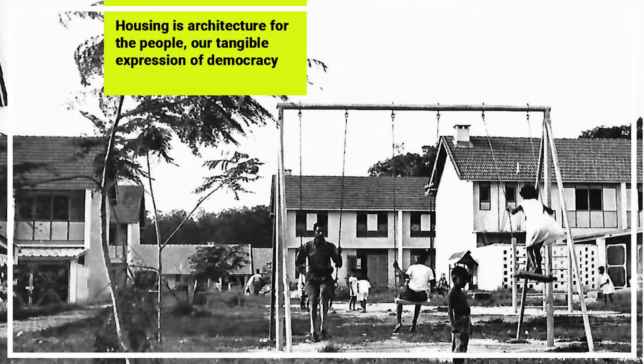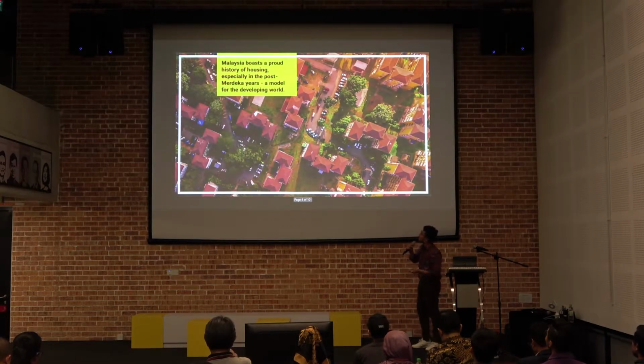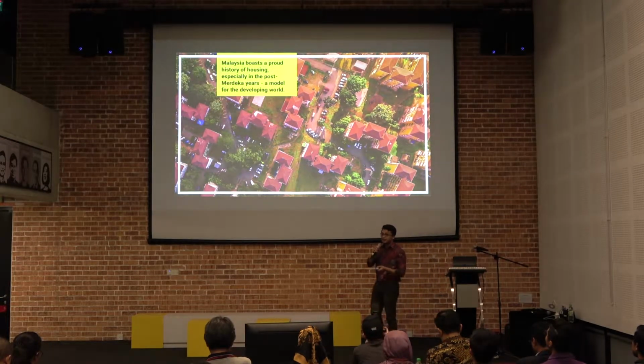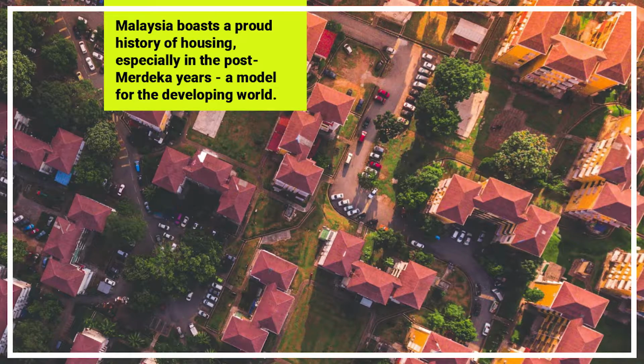So housing is architecture for the people writ large. It's the first thing you would see in a country when you travel, and it's a reflection of what kind of society it is. Countries with no social and public housing, you kind of know what kind of political system governs it. And Malaysia, fortunately, once upon a time boasted a very proud history of social and affordable housing until the 1980s, when privatization gripped this country, if you like.